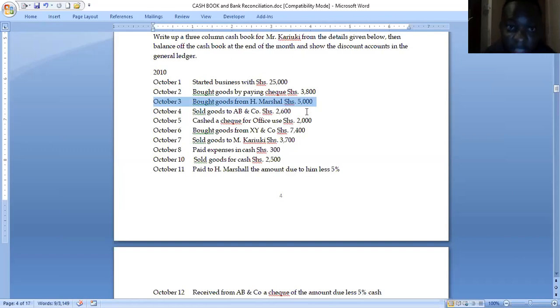So if the question had said bought goods from H. Marshall 5,000 shillings by cash, then we would have credited cash. But in this case, it doesn't specify whether this payment was made by cash or bank. So we assume it to be a credit transaction.